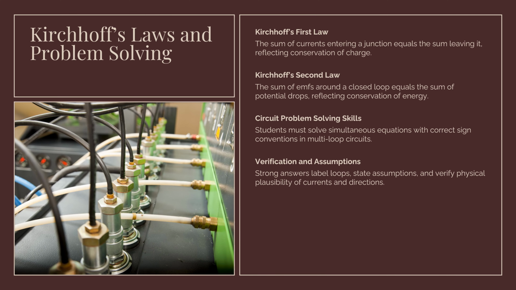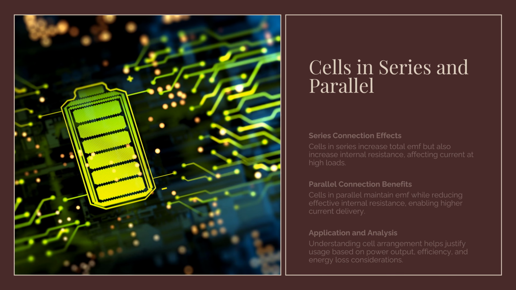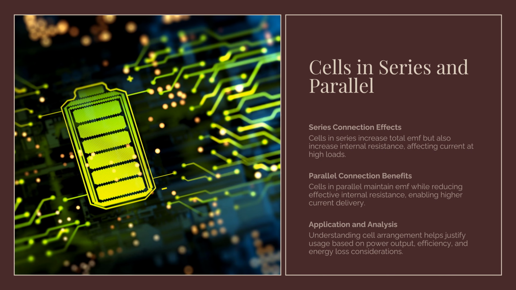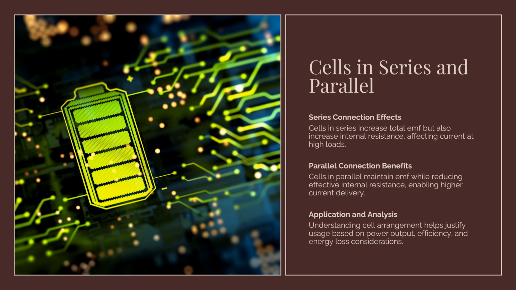reflecting conservation of energy. The arrangement of cells in a circuit affects both the total EMF and the internal resistance of the supply. Cells connected in series increase the total EMF, making them suitable for applications requiring higher voltages. However, internal resistances also add, which can limit current at high loads. Identical cells in parallel maintain the same EMF as a single cell but reduce effective internal resistance, allowing greater current delivery.